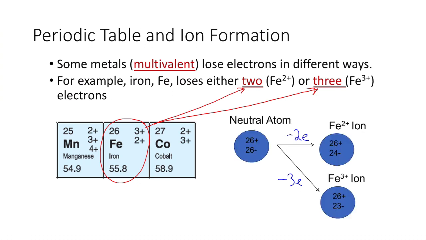So iron can lose 3 electrons, or it can lose 2 electrons, and it will form a different ion depending on how many electrons it loses. So if it loses 3, it becomes Fe3+. If it loses 2, it becomes Fe2+. Iron loses 3 electrons more than 2 electrons, and this is why it appears on top in the list of charges on the periodic table. So again, a neutral atom, shown here of iron, has 26 electrons and 26 protons.